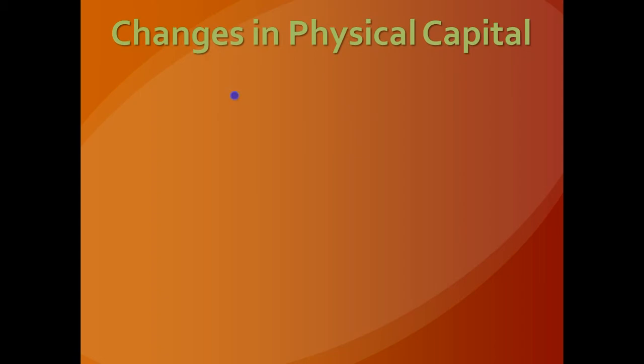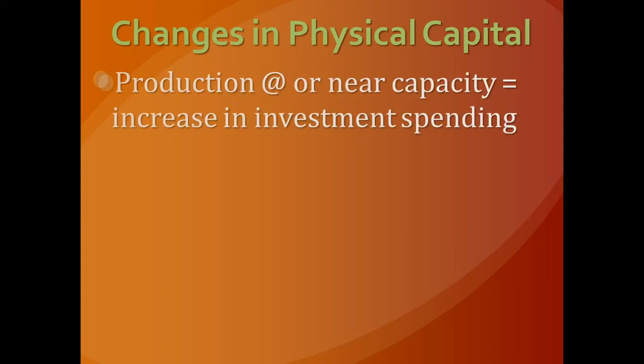Changes in physical capital are another thing. If production is at or near capacity, then businesses need to invest to purchase more equipment, more capital, in which case that would fall under I in our GDP equation, and we would see real GDP increase. And so anytime that production gets right up close to or at capacity, we begin to see more investment and a shift to the right. If there's less investment for some reason, aggregate demand would shift to the left.